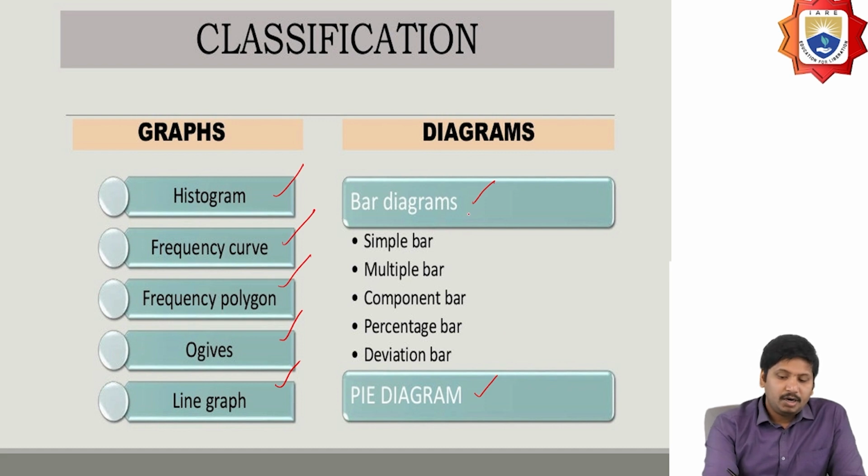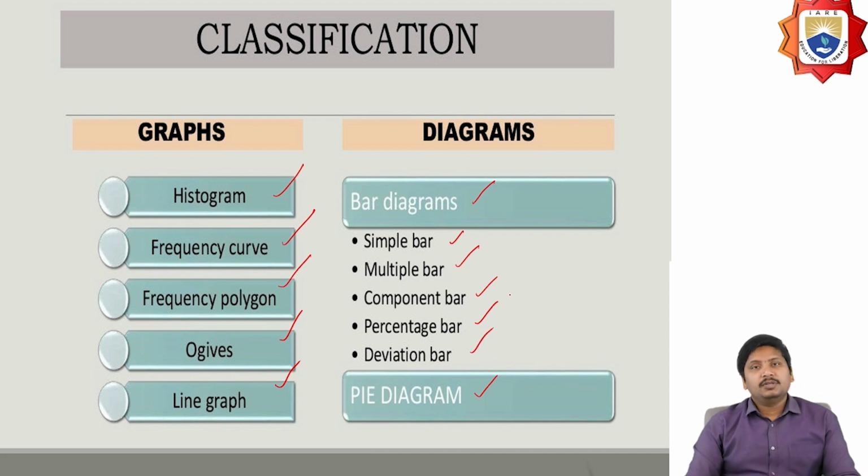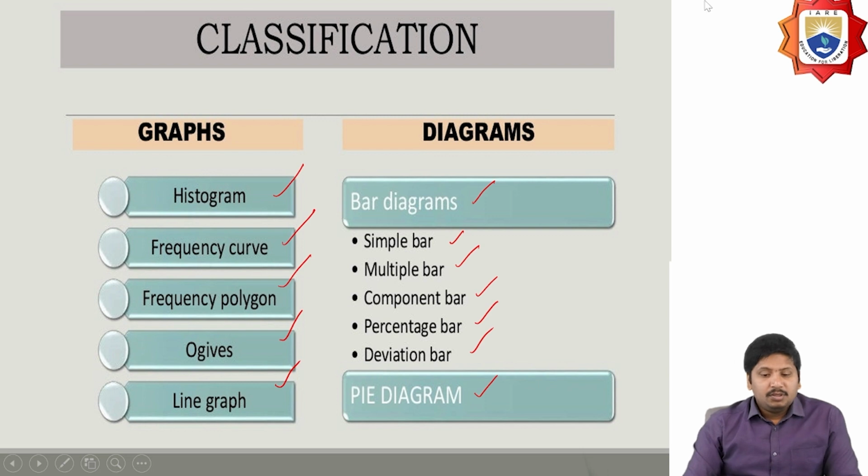Again, this bar diagram will have different types like simple bar, composite, multiple bar, component bar, percentage bar, and deviation. So these are the different types of diagrams we are going to have. Let's see them one by one.